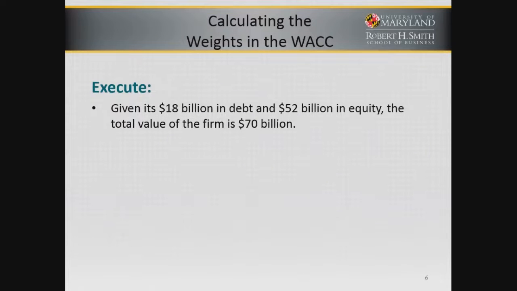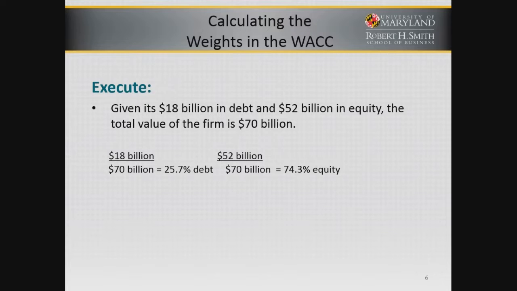So given $18 billion in debt and $52 billion in equity, the total value of the firm is $70 billion, 18 plus 52. So our weight of debt, 18 over 70, is 25.7% debt. Our weight of equity is 74.3% equity. So that is the calculation of our weights for our simple problem in the weighted average cost of capital.